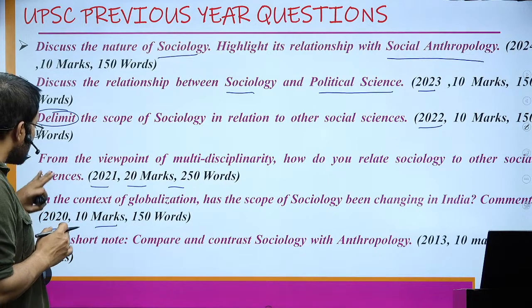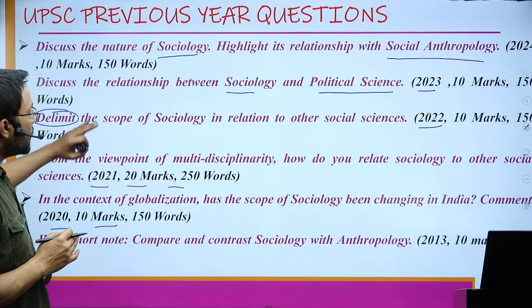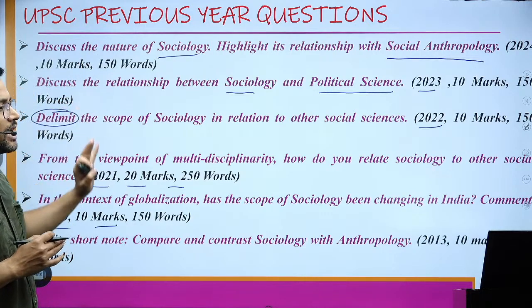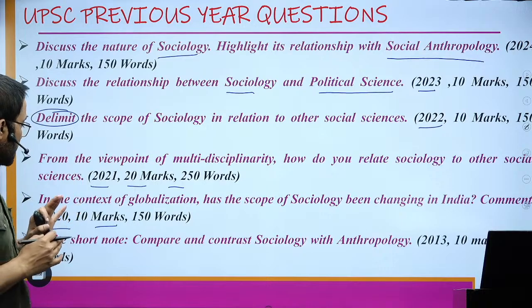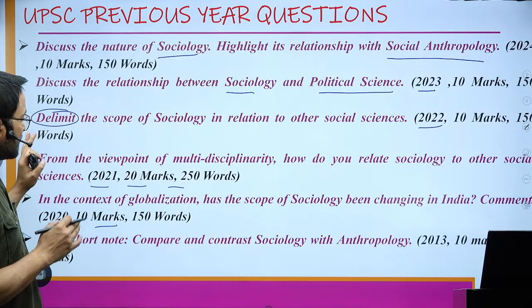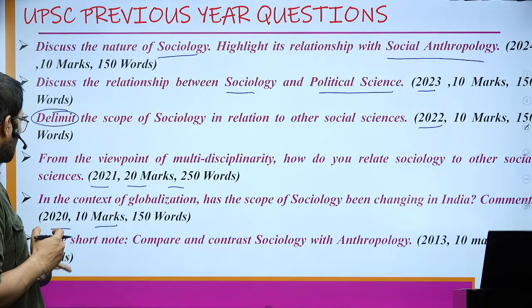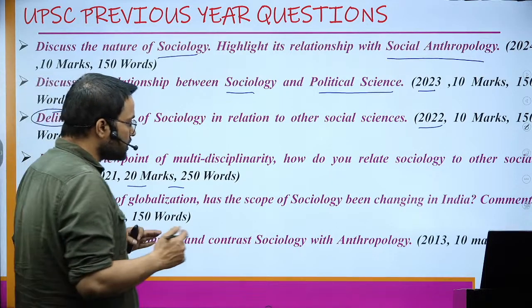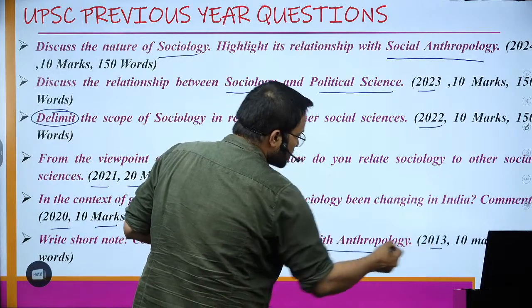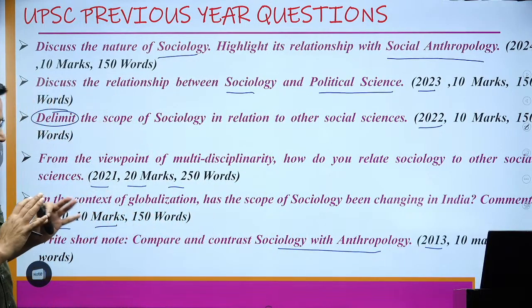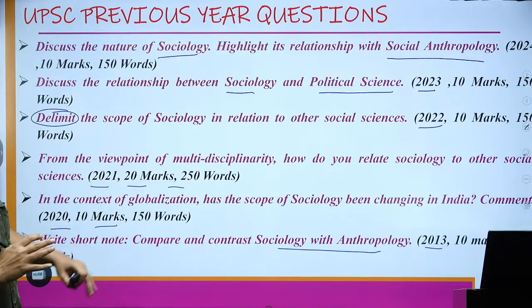So see, from 2020, 21, 22, 23, 24, they have been continuously asking questions from this particular topic. As a result, there's a high probability that they can again ask a question from this topic. And the last is compare and contrast sociology with anthropology. This was asked in 2013. So there was a gap of around 7 years when they never asked a question from this topic.